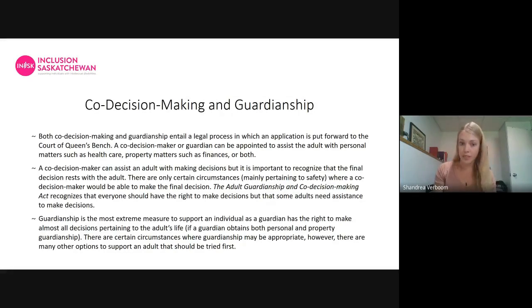Guardianship is definitely the most extreme measure to support an individual, because the guardian can ultimately take away that autonomy and gets the final say in most circumstances, depending on the type of guardianship they have. That's if they're obtaining both personal and property guardianship. Personal can apply to the healthcare system, like I said before. Property guardianship has to do with finances and things like that. But there are other less restrictive measures that can be put in place, such as becoming a trustee to assist somebody with their SED or with the bank.